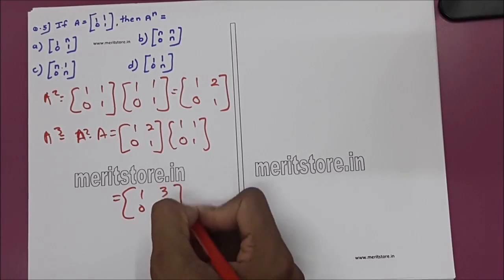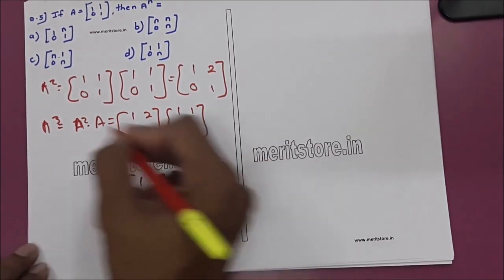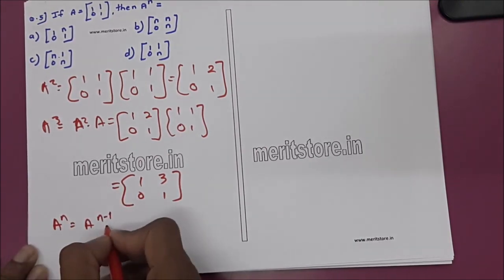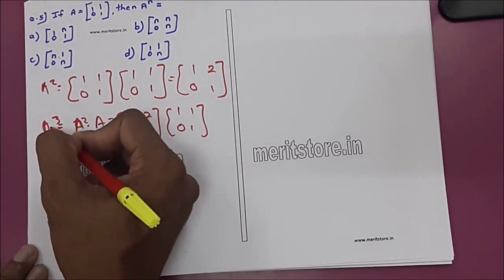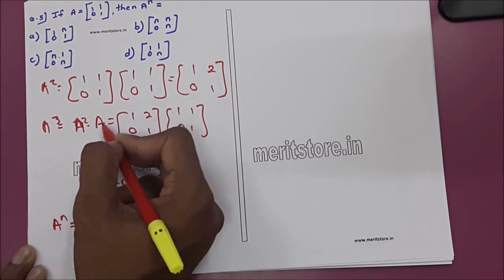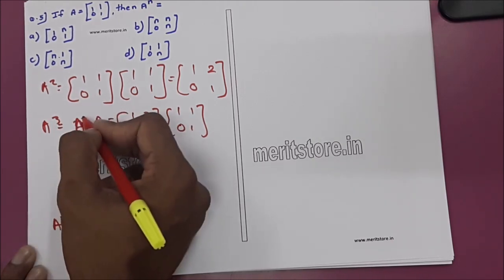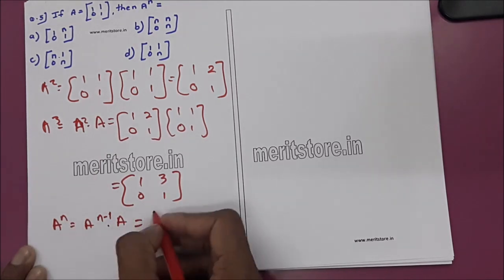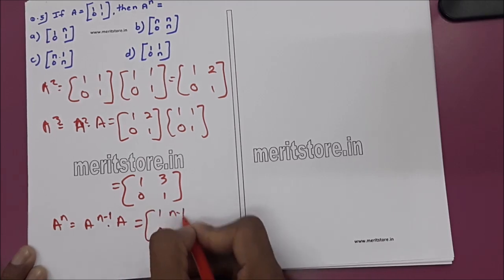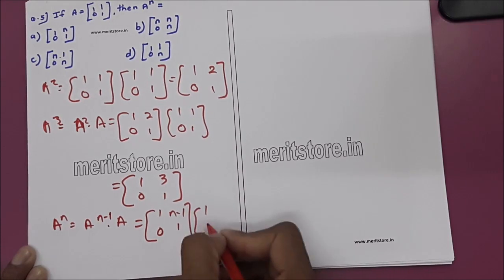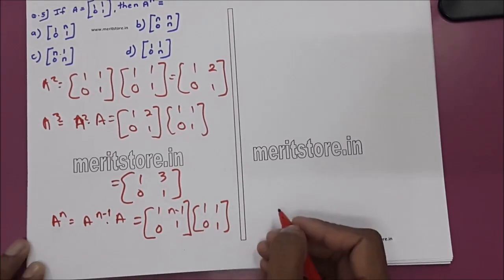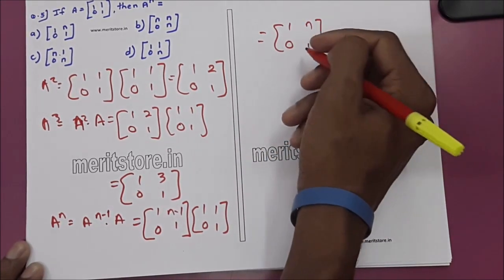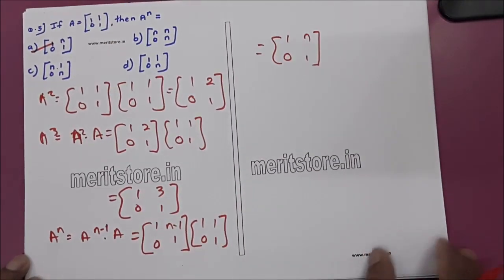We get [1, 0; 3, 1]. So we can see that if we calculate for A raised to n, A cube can be solved as A square into A, so 3 minus 1 is 2. So we take A raised to n as A raised to n minus 1 into A. So we solve this, we get [1, 0; n minus 1, 1] into [1, 0; 1, 1]. So for this, we get [1, 0; n, 1], which is option A. Option A is the correct answer.